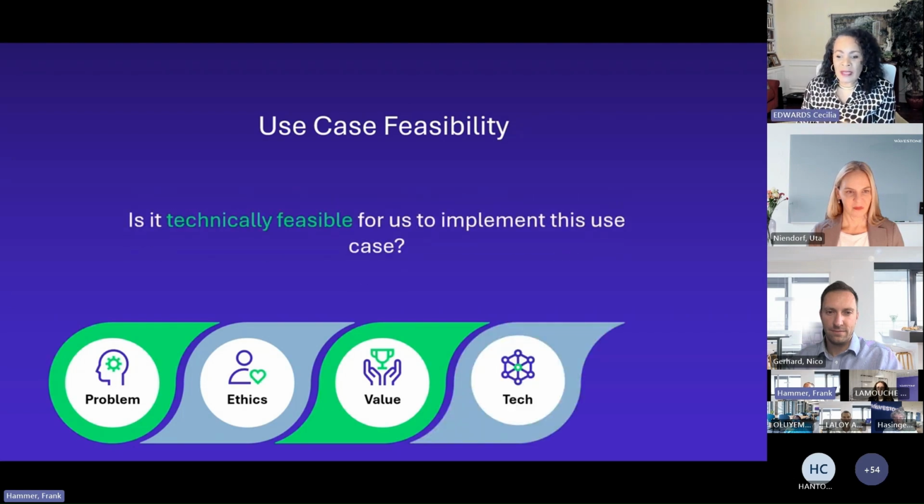We absolutely must look at the technical feasibility. This includes things like infrastructure, the skills required, the complexity of the model, and many other technical things. Because this is not really a technical webinar, I won't go into some of the details, but check with your IT departments to ensure that what you're doing actually can be supported technically within the architecture of your organization.